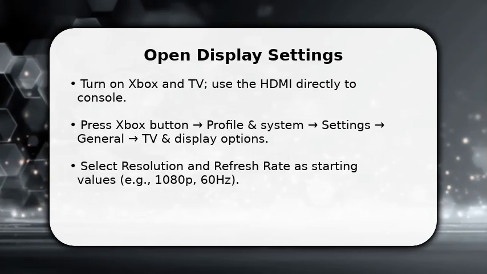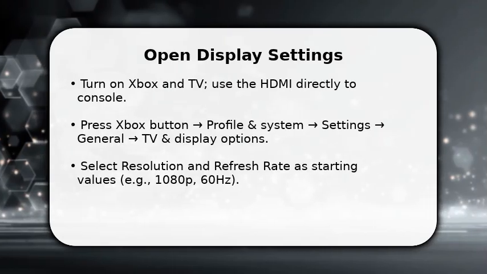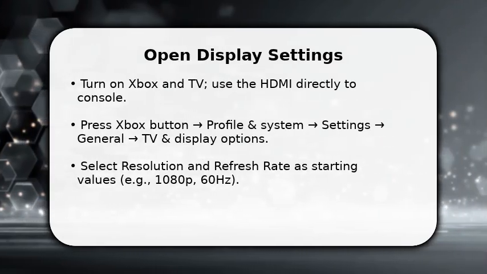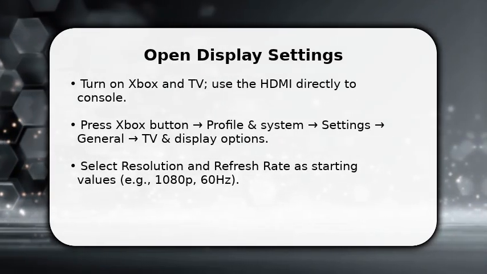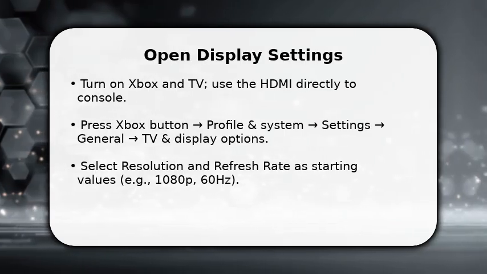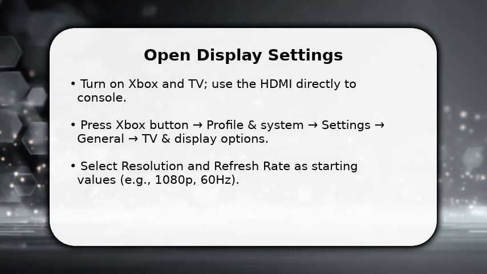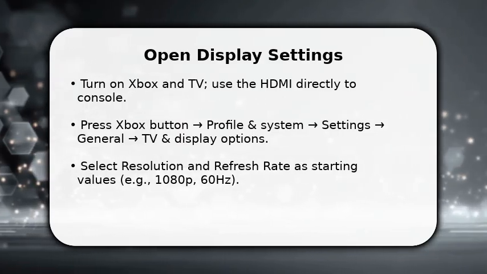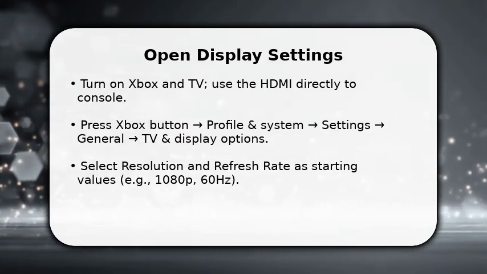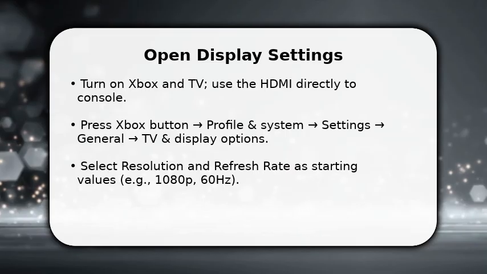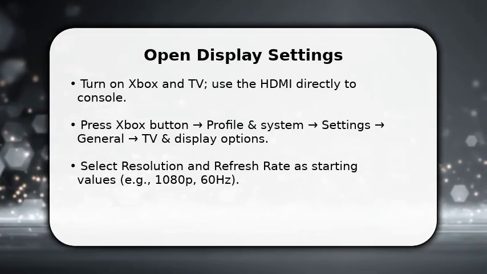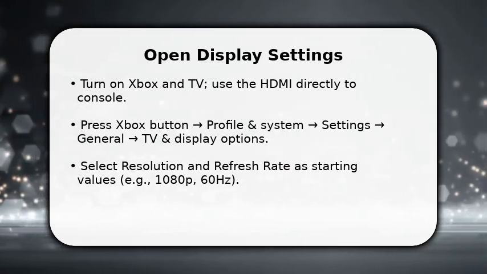You're starting in the Settings app, open Profile and System, then General and TV and Display options. First, confirm the HDMI is connected to the TV input you intend to use and the TV is set to that input. You'll see resolution and refresh rate options immediately. Pick a common baseline like 1080p at 60Hz so you have a stable starting point.